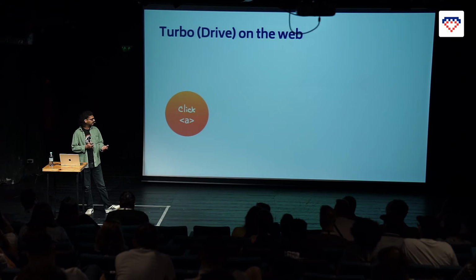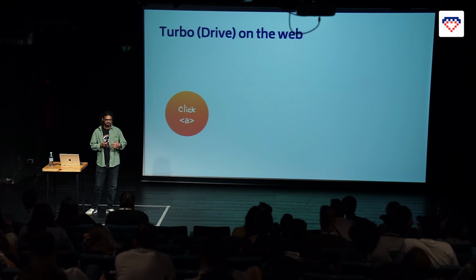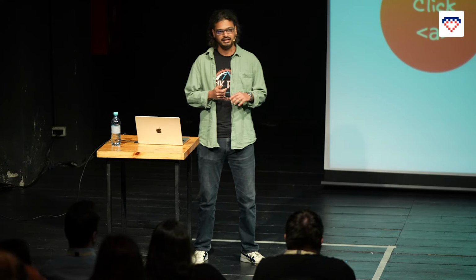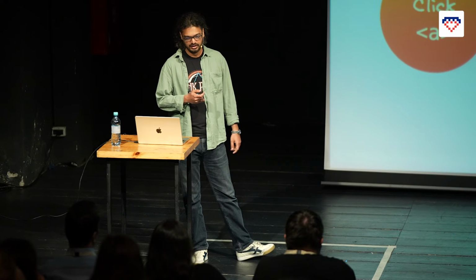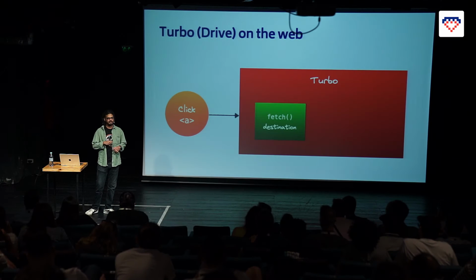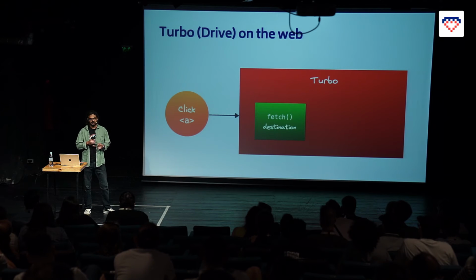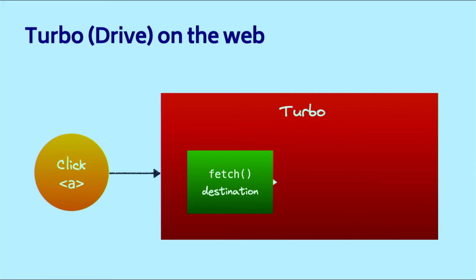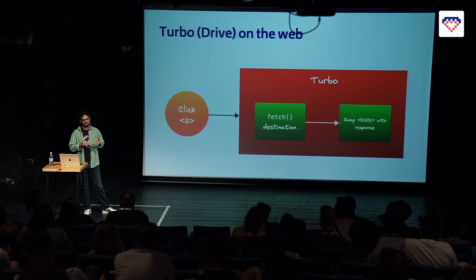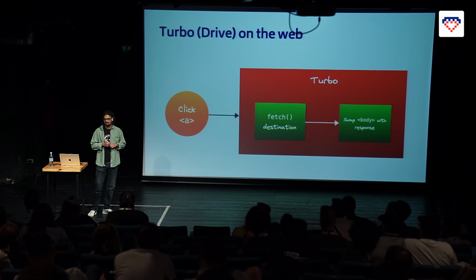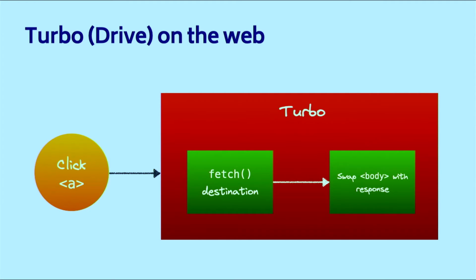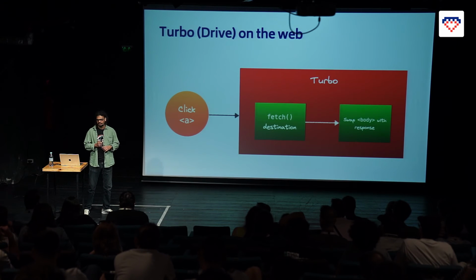It installs itself on your web app, and then when you click a link, instead of just navigating to that link, Turbo will intercept the call, and it'll make a fetch request to the destination. It'll get the response, and then it'll just swap out the body element with the response. And it also uses the push state API to update the URL, so your back button and forward button in your browser still works. So how does Turbo Native augment this kind of flow?